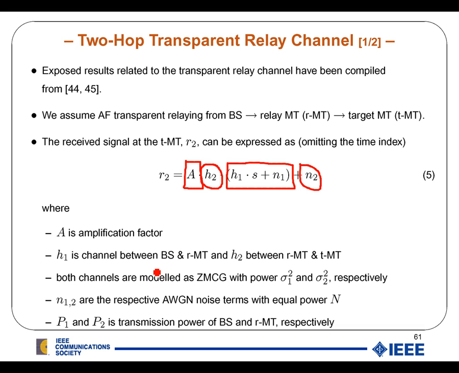Both wireless channels are modeled as zero-mean complex Gaussian channels with the respective powers sigma 1 squared and sigma 2 squared. N1 and N2 are the respective additive white Gaussian noise terms with an equal power N. P1 is the transmission power at the base station, and P2 is the transmission power at the relay mobile terminal.